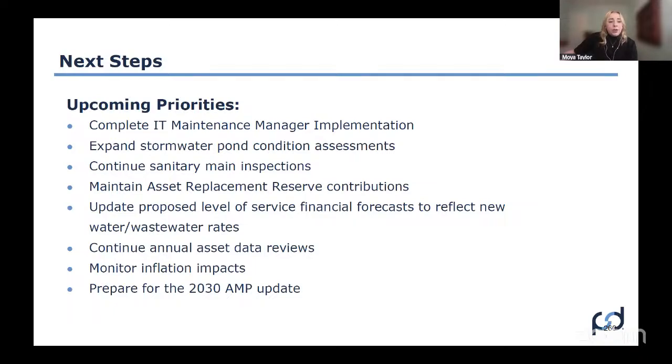Also looking at continuing the annual review of the asset inventory, which includes the replacement cost and the future forecast. We're also recommending to continue with the planned contributions to the asset replacement reserve and looking at incorporating the newly adopted water and wastewater rates into your future financial forecasts. They'll also be continuing with the annual asset data reviews, monitoring inflation impacts, and beginning preparing for the 2030 AMP update. So if we continue these actions, we'll be able to strengthen decision-making and support sustainable infrastructure management.